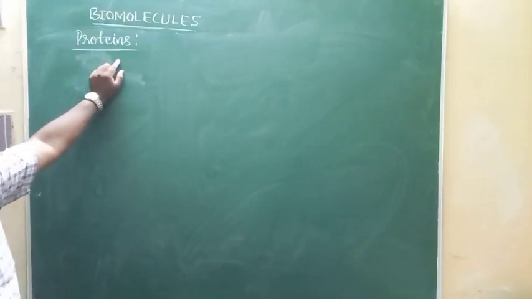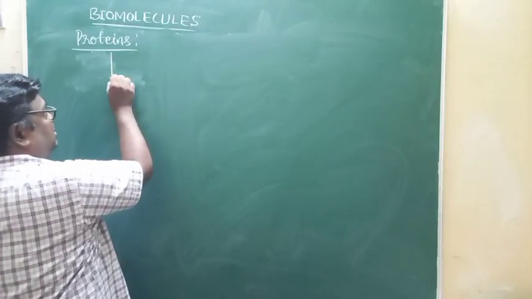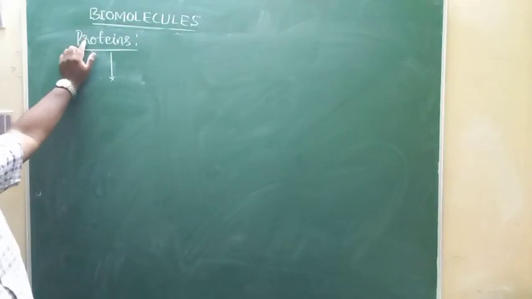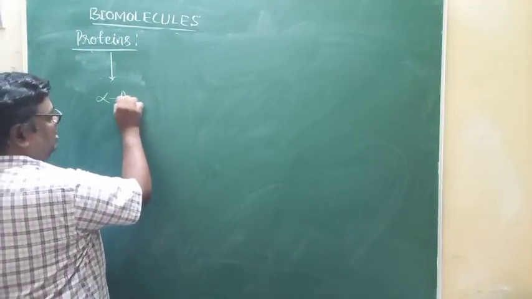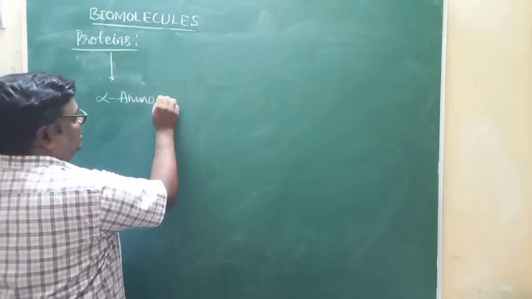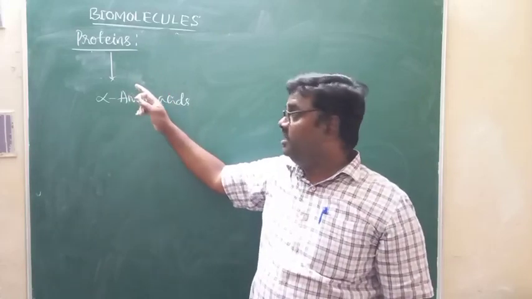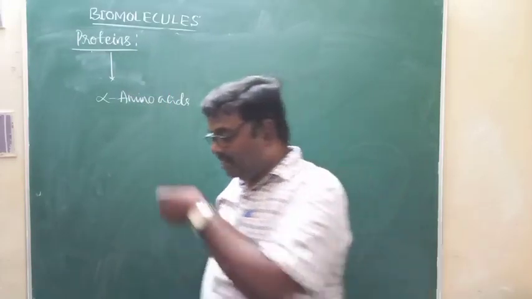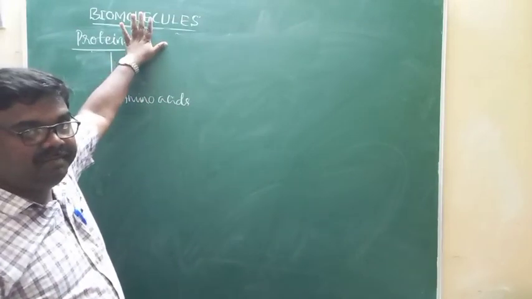a large number of alpha amino acids. Or you can say, when proteins undergo complete hydrolysis, they produce a large number of alpha amino acids. That means the major components of proteins are alpha amino acids. That's why these alpha amino acids are considered to be the building blocks of proteins.